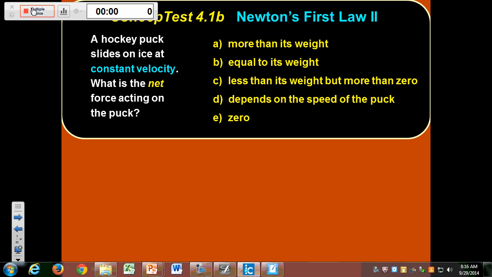A hockey puck slides on ice at constant velocity. What is the net force acting on the puck? It is traveling at constant velocity.